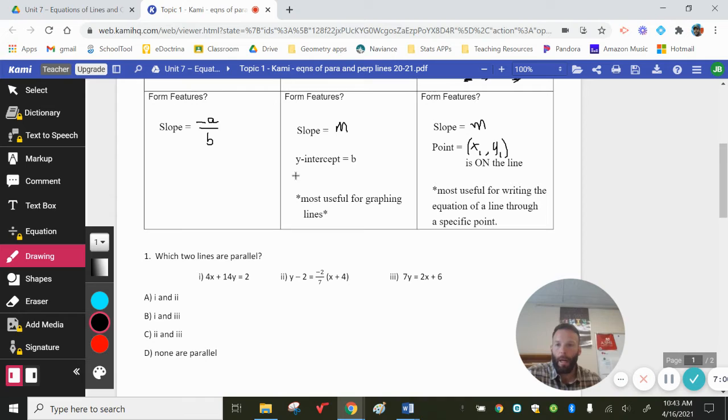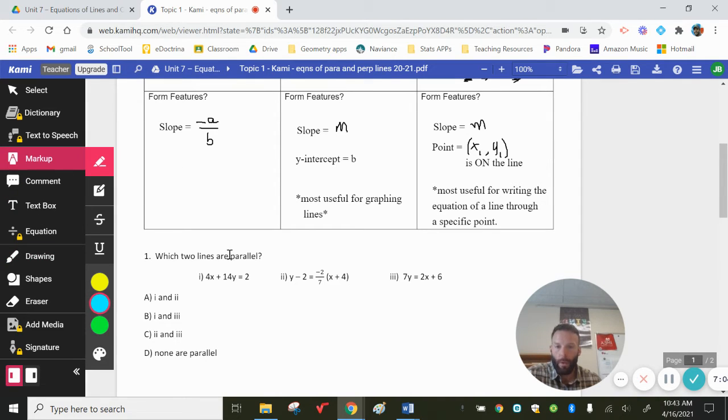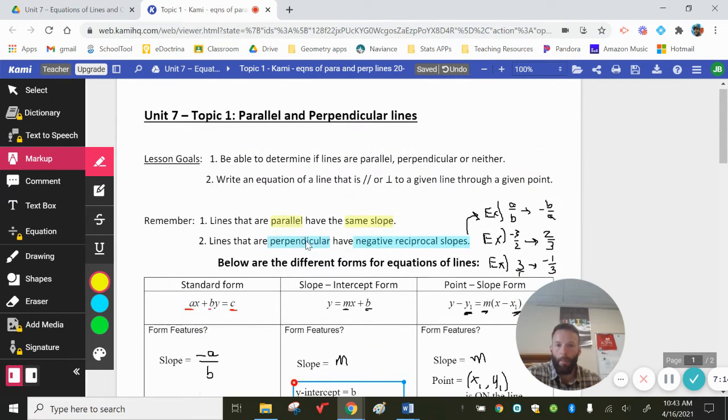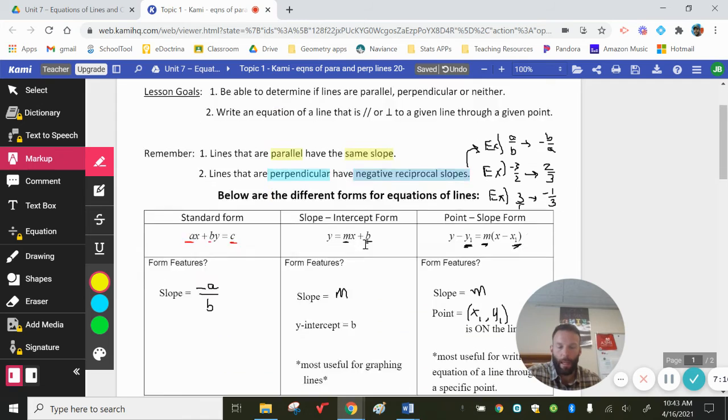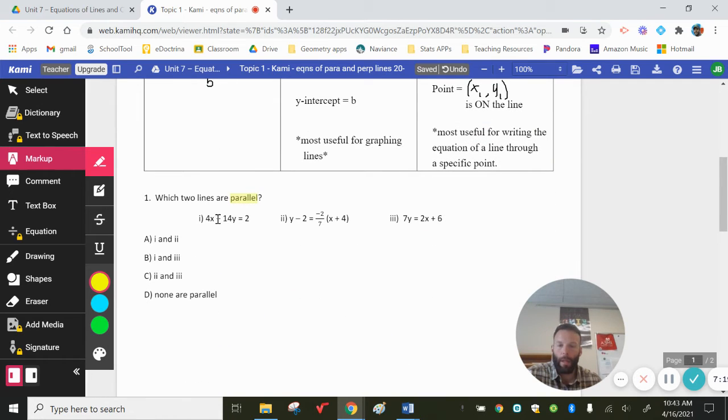All right, so down here, for number one, we want to know which two lines are parallel. So I'm going to highlight that. Sorry, not in blue. I wanted to highlight that in yellow, because up above I said when lines are parallel, they have to have the same slope. So I'm going to look at lines I, II, and III, those three lines, and try to see which of those lines have the same slope.